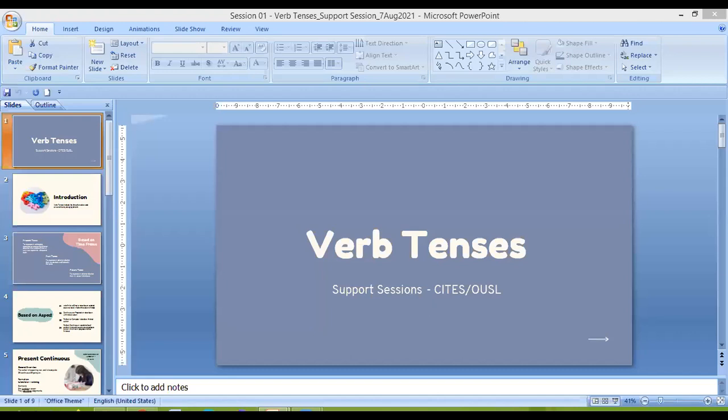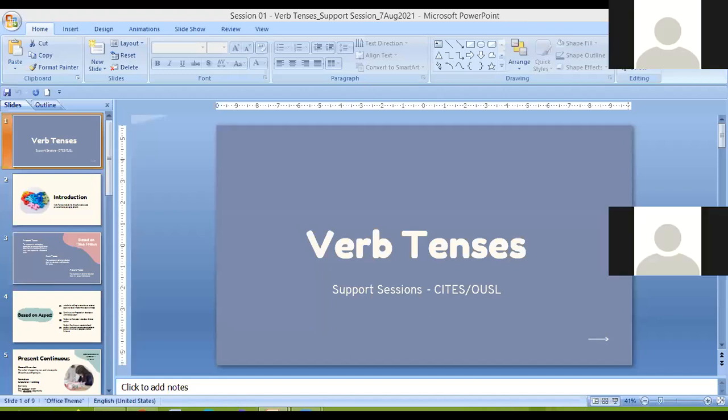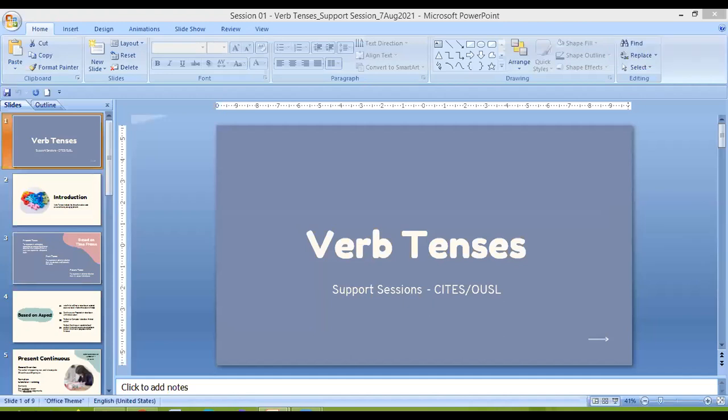So verb tenses is what I will be focusing on in this part. First we are going to the introduction. What is verb tenses? We know in a sentence we have subject, verb and object, right? For example, if I say Mala plays badminton, Mala becomes the subject, plays becomes the verb, and badminton becomes the object. So we are going to focus on the middle part of that sentence, which is quite important when it comes to our writing, especially our grammar.